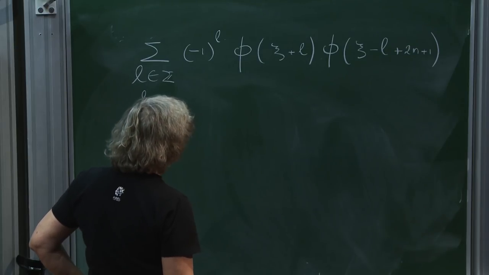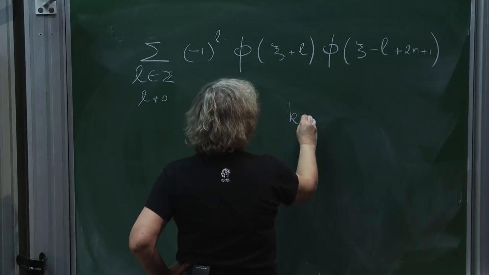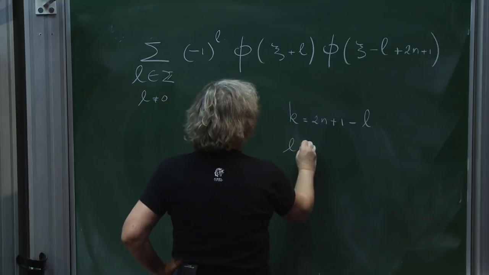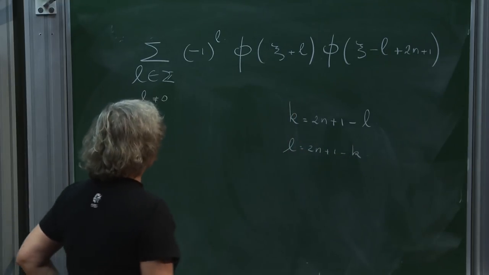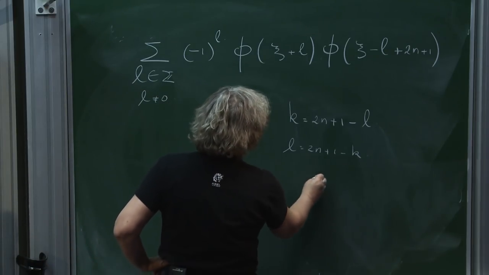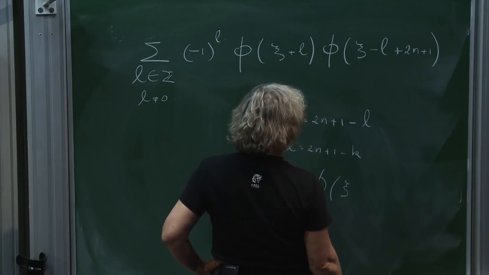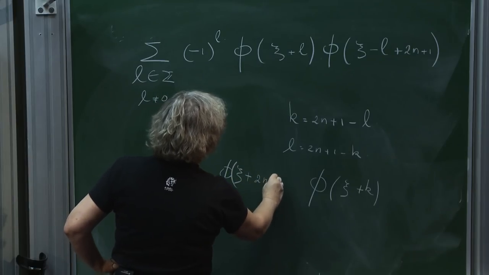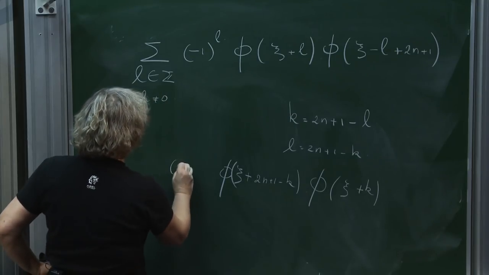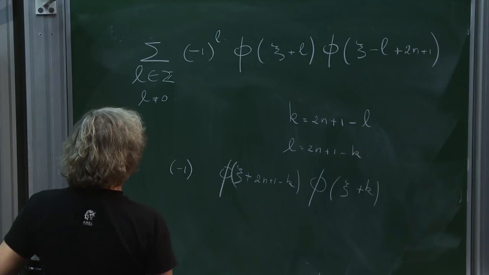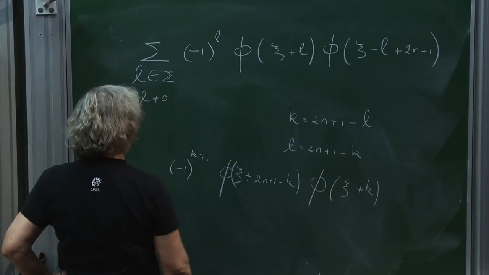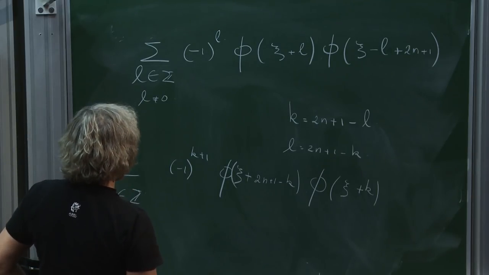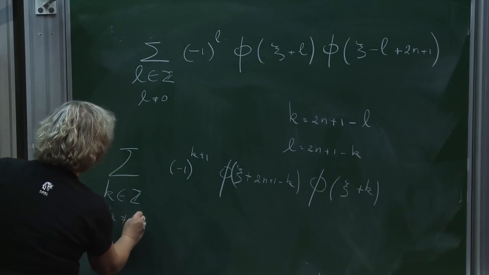And now I'm going to make a change of variable. I'm going to call k 2n plus 1 minus L, so that L is 2n plus 1 minus k. And that is going to give me phi of xi plus k for the second term, phi of xi plus 2n plus 1 minus k, and I get minus 1 to the power L, and I get a change of sign. And I have a sum over k in Z, and yeah, that is a nuisance because that's not what I expected.